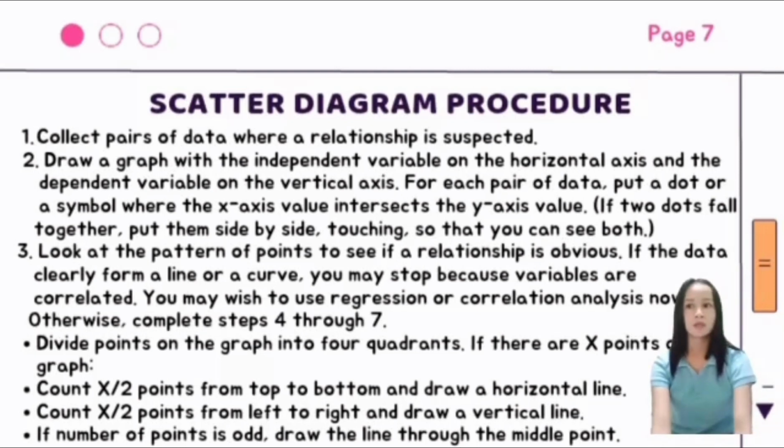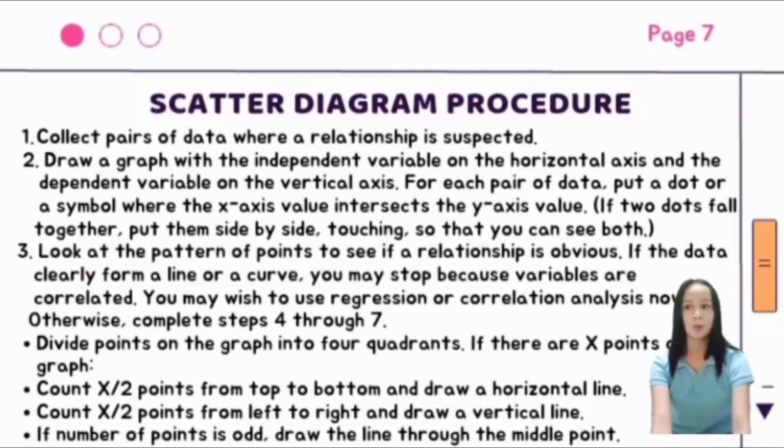If 2 dots fall together, put them side by side, touching, so that you can see both. Number 3. Look at the pattern of points to see if a relationship is obvious. If the data clearly form a line or a curve, you may stop because variables are correlated. You may wish to use regression or correlation analysis now. Otherwise, complete steps 4 through 7.